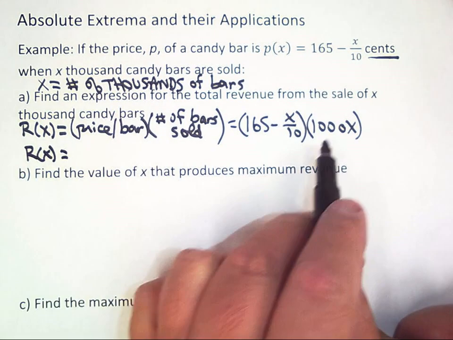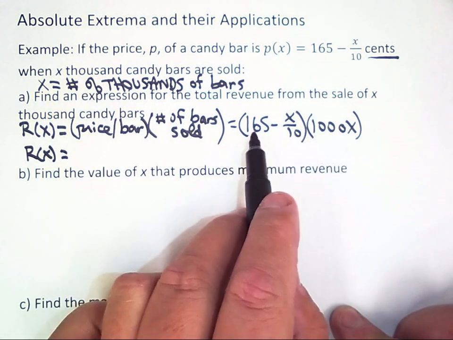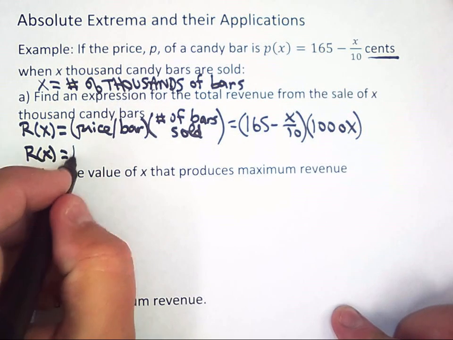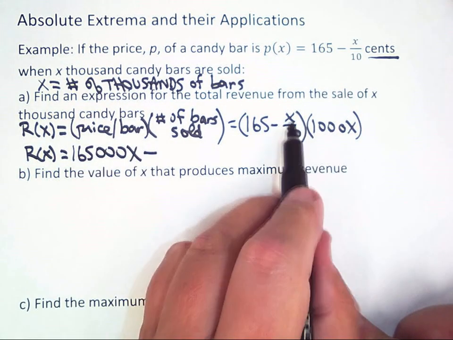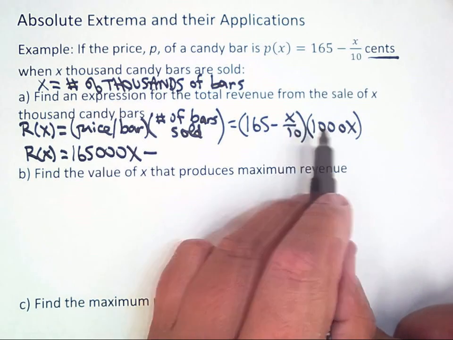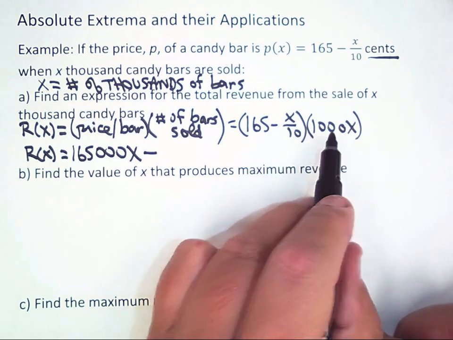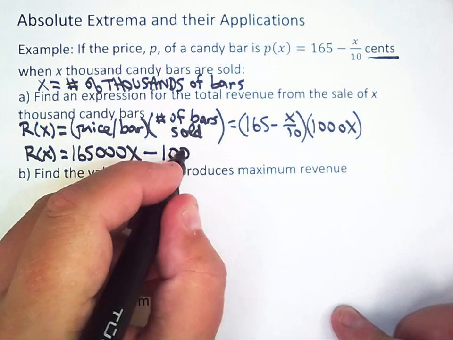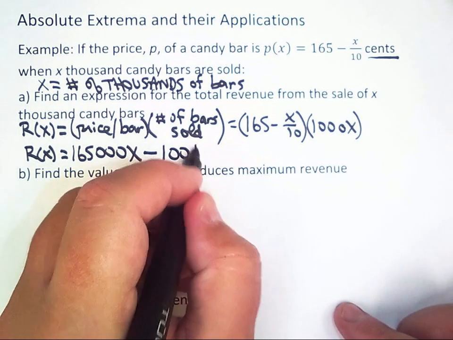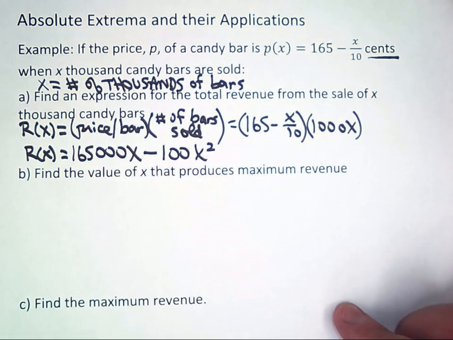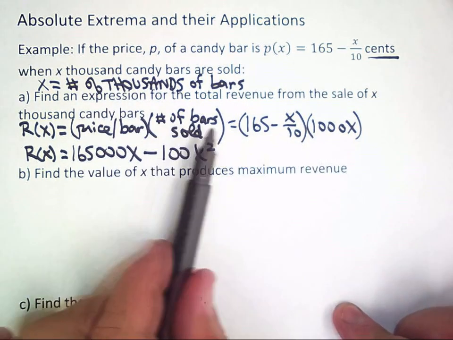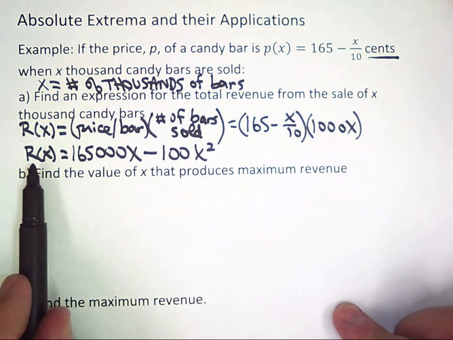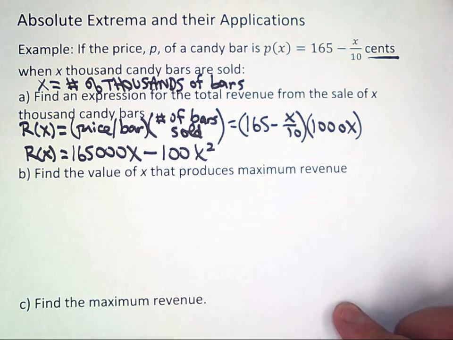Assuming you're with me on that, now it's simple enough just to multiply this out. 165 times 1,000x is 165,000x minus x over 10 times 1,000x. X times x will be x squared. The 10 goes into 1,000 and leaves 100, so you get 100 x squared. So that's the tricky part here, thousands of units versus the number of bars sold. You got to be careful. Given that, finding the revenue function is pretty straightforward. So that's the A part.